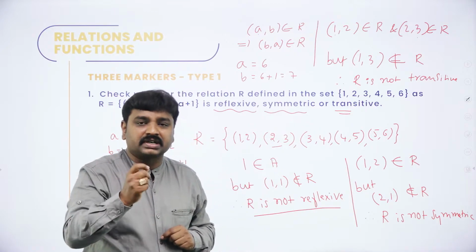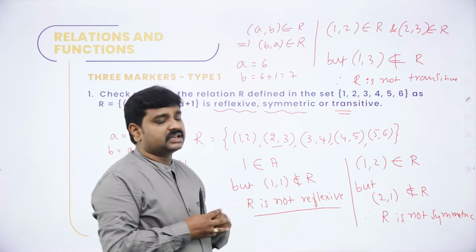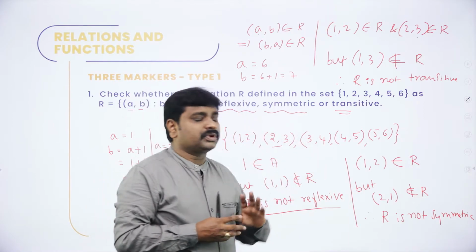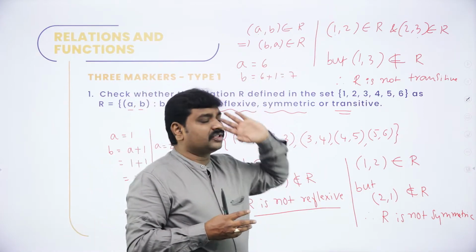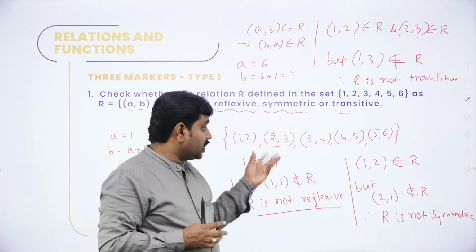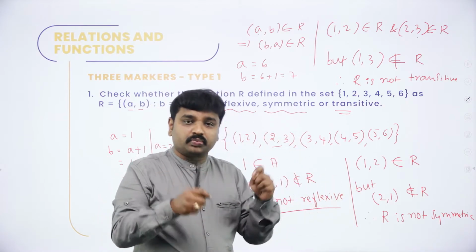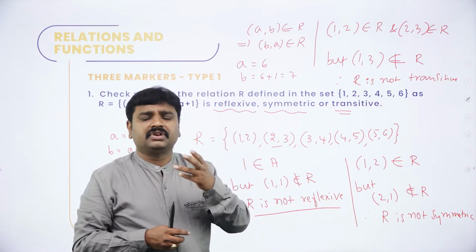And if it is not reflexive, how to prove? Give one example to say it is not symmetric. Give an example to say it is not reflexive. Similarly, give an example to say it is not transitive. If you cannot give an example, if you cannot disprove, then to prove we have to generalize. That is another type. We will go for that later.